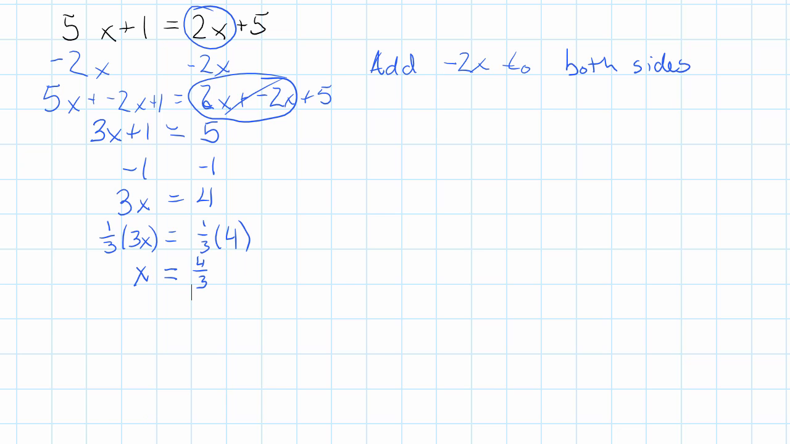Let's take a minute and check that we've done this correctly. Now notice there are two places that we need to plug in our x. So we have 5 times 4/3 plus 1 and 2 times 4/3 plus 5. And I'm going to use a calculator for this arithmetic.